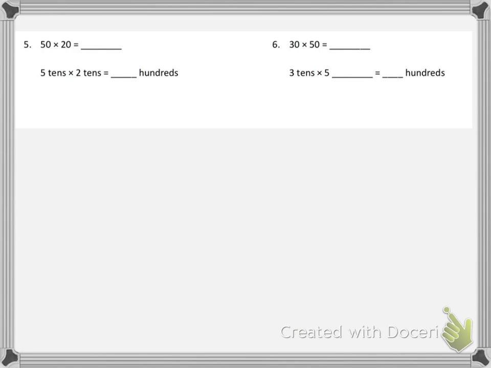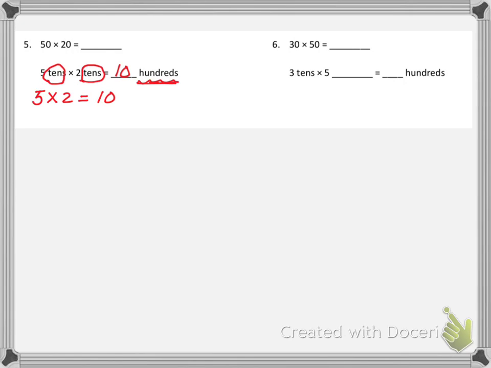All right, so we have 50 times 20. 5 tens times 2 tens equals how many hundreds? Well, let's do 5 times 2, and 5 times 2 is 10. So it is 10 hundredths. Well, where are we getting the hundredths from? Where is that coming from? Well, right here: 10 times 10 is 100.